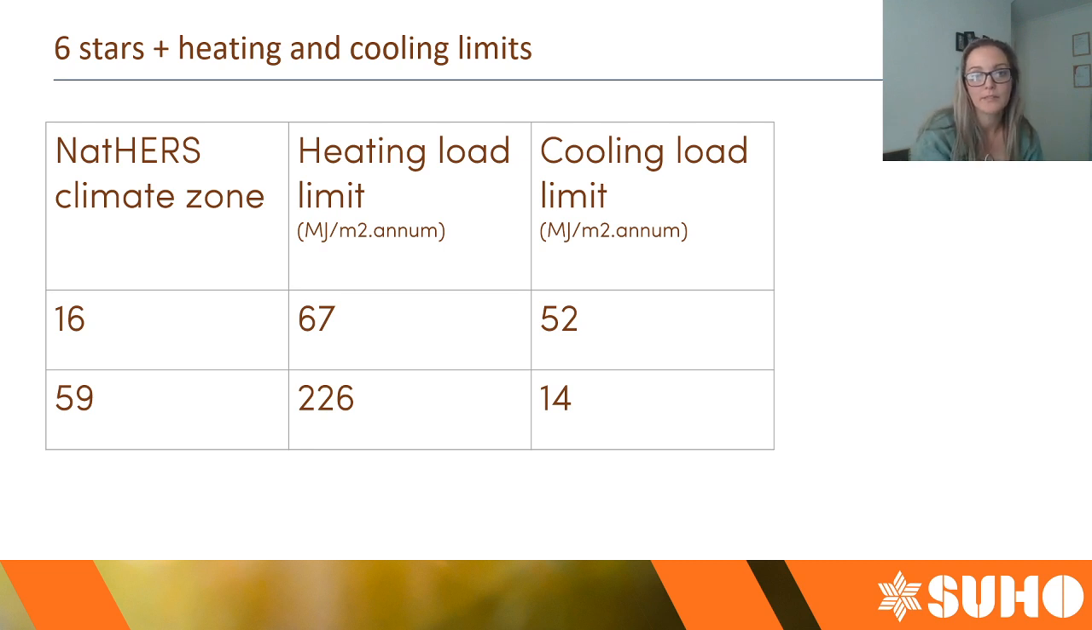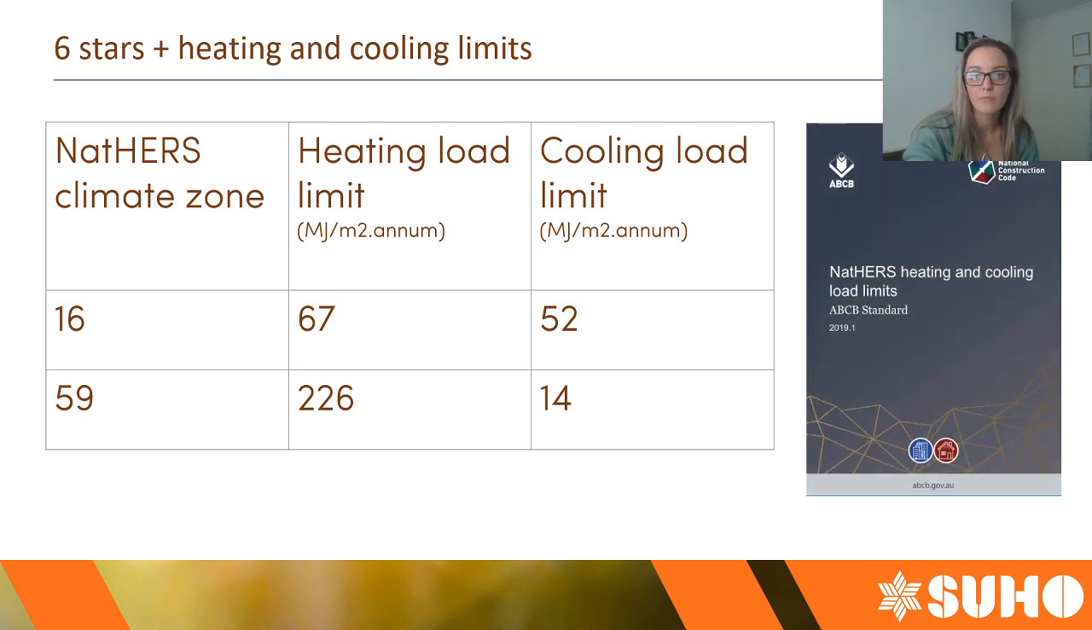In order to achieve compliance, the heating load must be under 67 megajoules per square metre per year, and the cooling load must be under 52 megajoules per square metre per year. So these will obviously change. You can see in the colder climate zone of 59 up in the hills, the heating load has a lot more tolerance because it's obviously very cold there. There needs to be a higher tolerance for higher heating loads. This is the front cover of a booklet which sets out all of those heating and cooling loads. They also differ depending on floor type. So concrete slab on ground and elevated timber floor have different heating and cooling load limits.